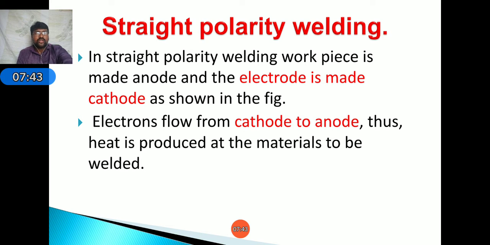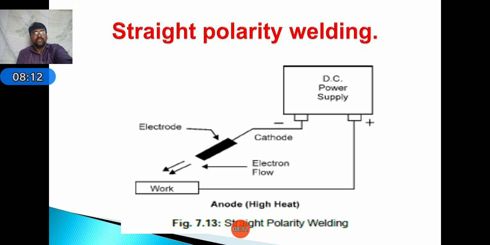In the straight polarity welding, or direct current electrode negative, DCEN, of the 100% of heat developed, 70% of heat is developed at the positive terminal, known as anode. In the negative terminal, 30% of the heat will be developed. Due to this, heat will be required at the workpiece. For that case, the straight polarity welding is preferable.